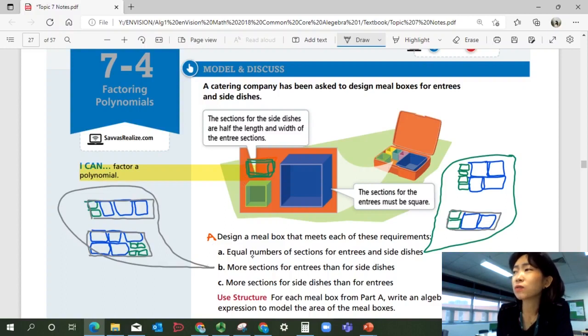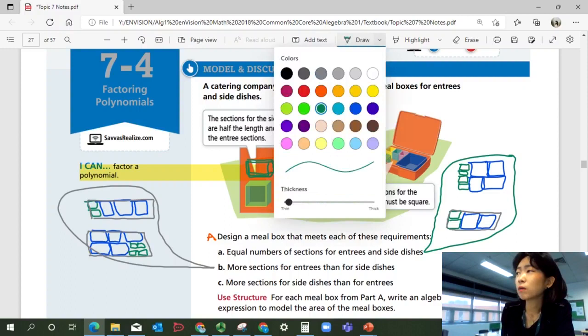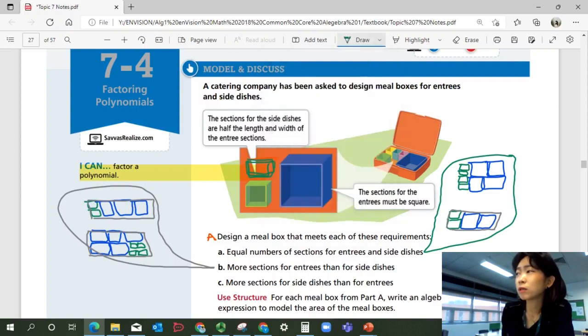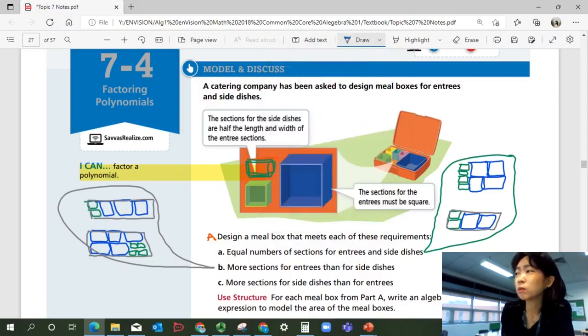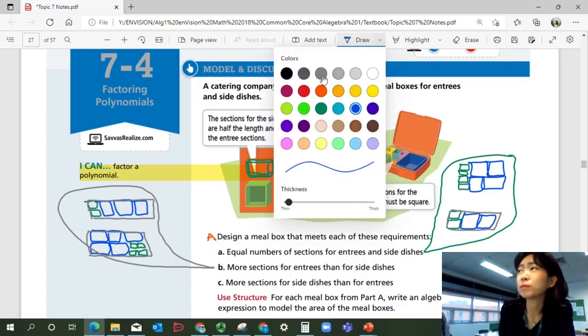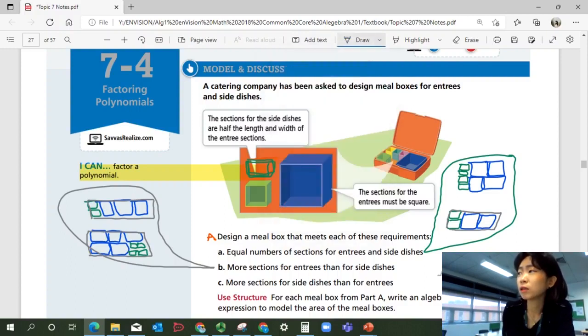B. What if we want more sections for side dishes than for entrees? So we want more little green boxes, right? So we can maybe have 1, 2, 3, 4 side dish sections and just 1 section for entree. Okay, for a lunchbox. Or you can have multiple. So like 8 side dishes and then 2. So the idea here is that you have a proportion for the side dishes and the entrees, right?